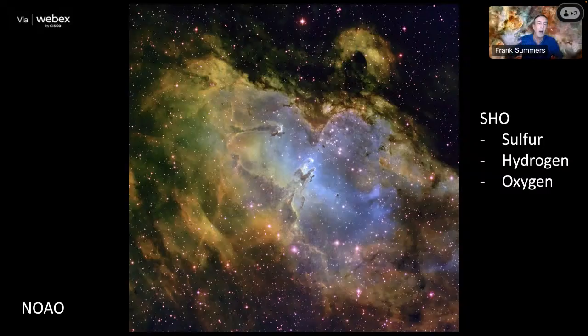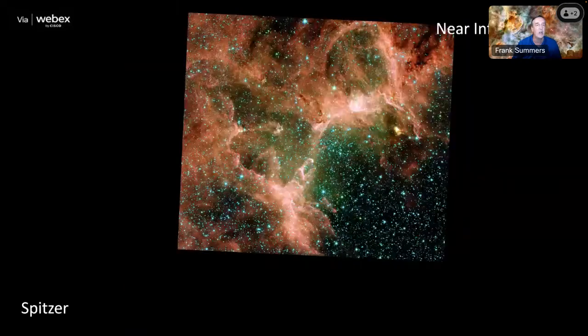And you'll see a lot of images online using this SHO color palette. Another way to explore it is, of course, to use non-visible wavelengths. And here is the near-infrared view of the Eagle Nebula. And again, you can see the pillars of creation there and the stellar spire.